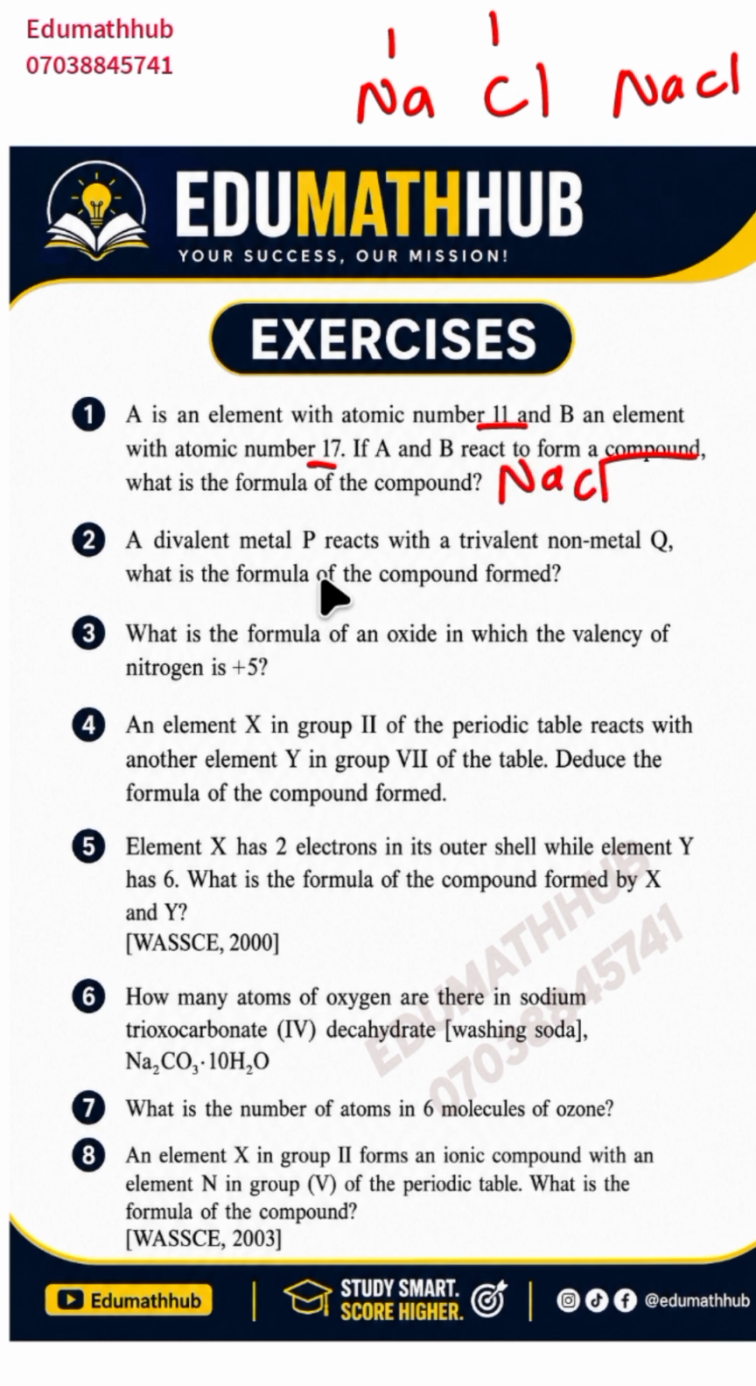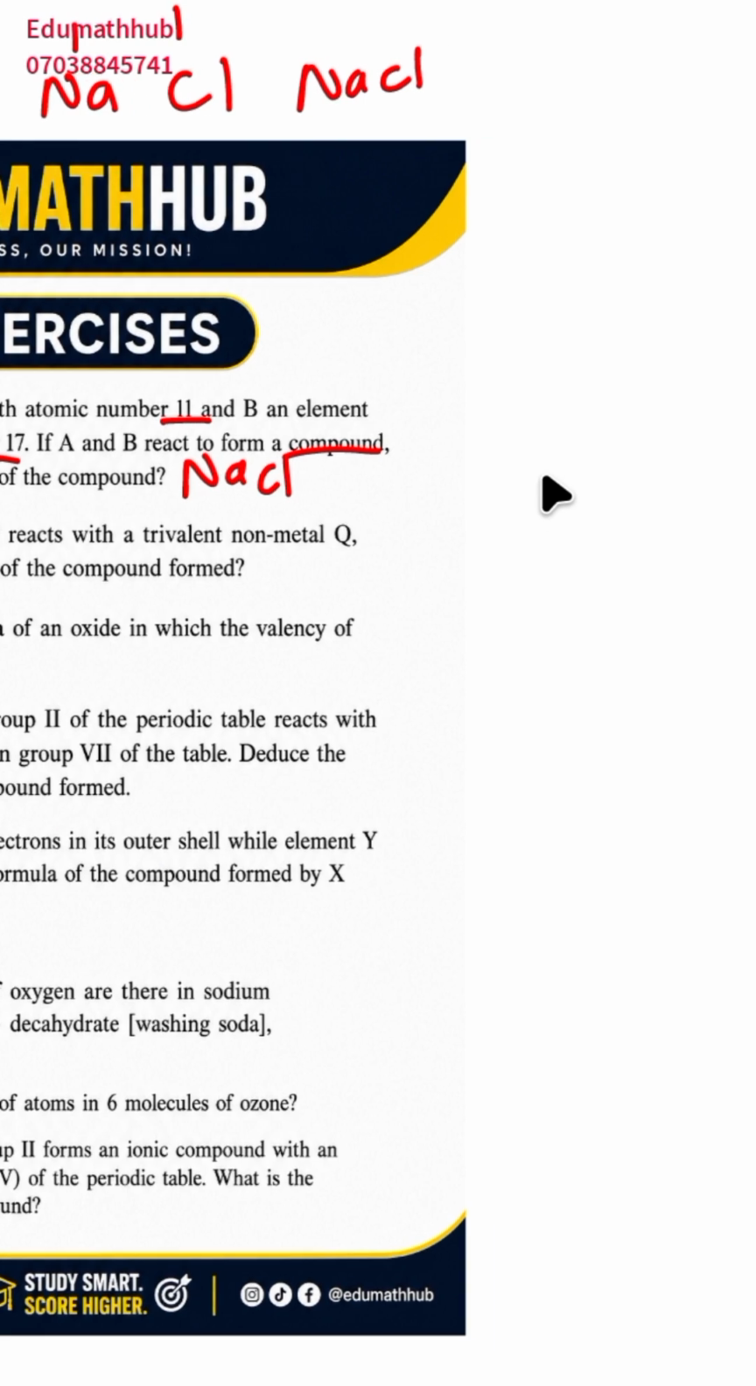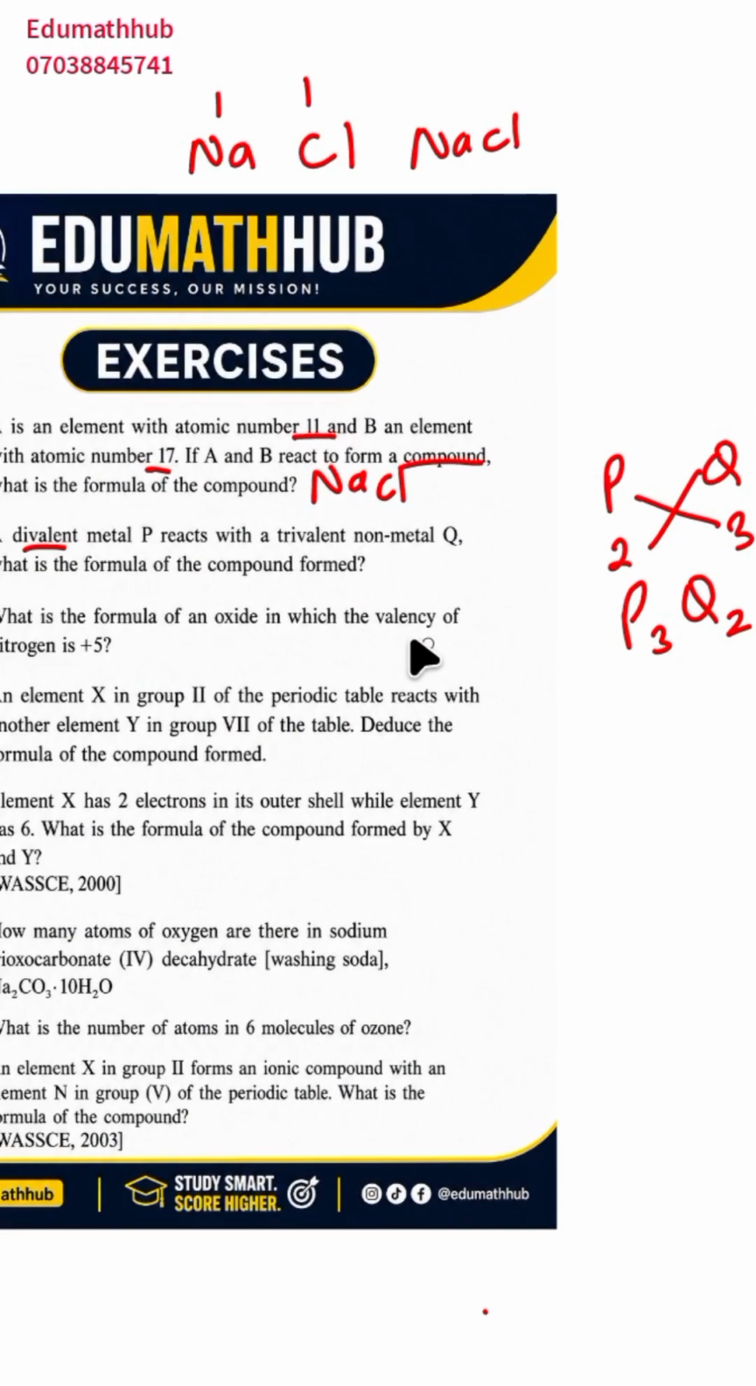Next one: a divalent metal P reacts with a trivalent non-metal Q. What is the formula of the compound formed? So you can see the hint here, divalent metal P. That means the valency of P is 2. Trivalent non-metal Q. That means the valency of Q is 3. So just interchange. So you have P, that's 2. Q is 3. Then just interchange. That will be P3Q2. That will be the formula of the compound formed between P and Q. So the answer to this one is just P3Q2.